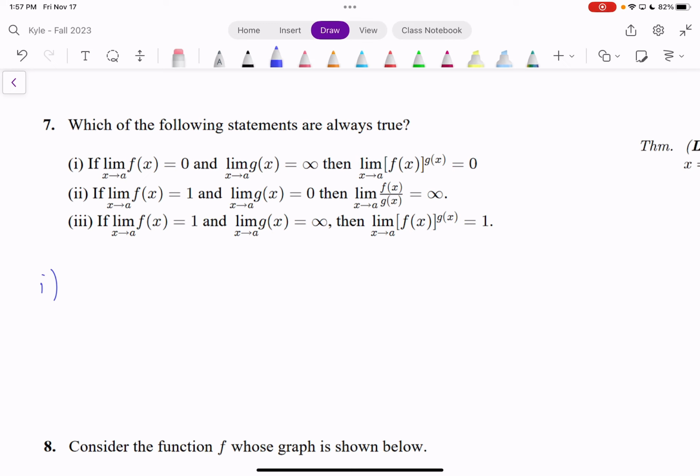For number 1 here, we have an exponential function. Our base is going to get incredibly small. But also, we're taking a higher and higher power of a small number, so we're compounding this small number to get even smaller. This is not an indeterminate form. We can actually just tell that the limit of this is going to be 0. So 1 is just true.